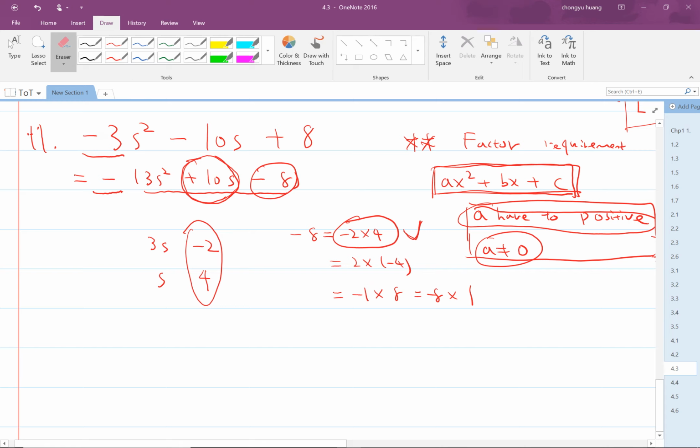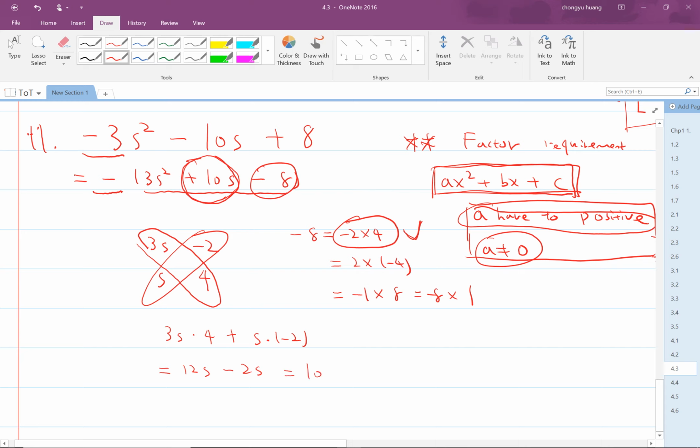So over here, let's do the cross operation. As always, you multiply them. 3 multiplied by 4, and then plus s multiplied by negative 2. What we have is 12s minus 2s, which is equal to 10s.